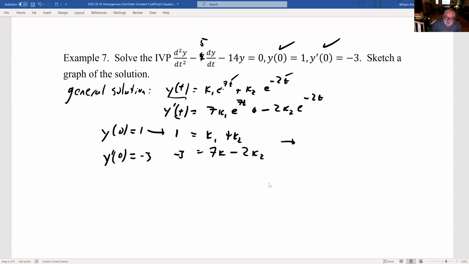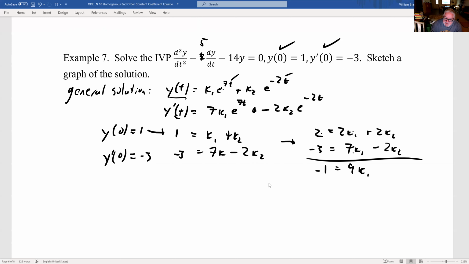And we can solve that: multiply the top by 2, leave the bottom alone, and add. Minus 3 plus 2 is minus 1. 7 plus 2 is 9, and then these cancel out. So k1 equals minus 1/9. And if k1 plus k2 equals 1, then that means k2 has to be 10/9.